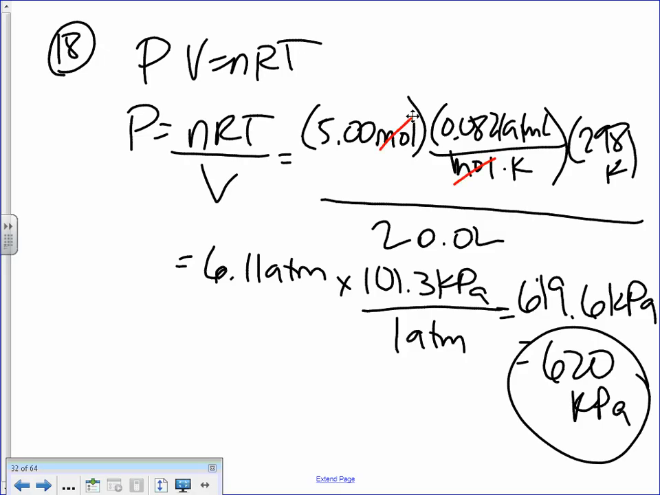Moles cancel here, Kelvin on the numerator here and denominator here, and then liters and meters. The only unit left is atmospheres, and that's why I recorded atmospheres first. And then the question asked you for kilopascals, so you can put kilopascals by using your pressure conversions. Thumbs up if you're okay on 18.